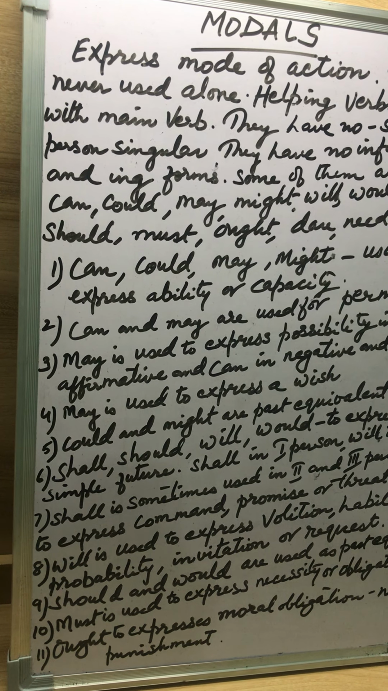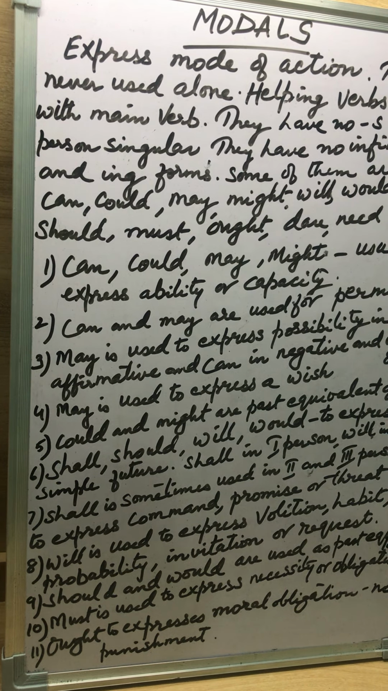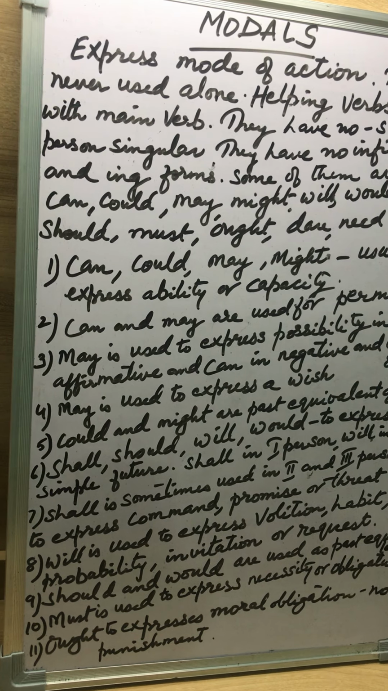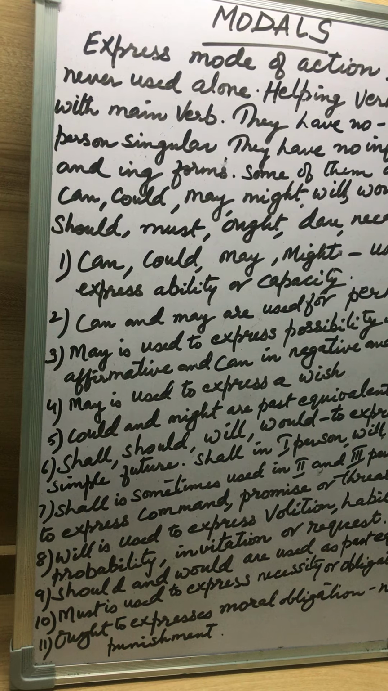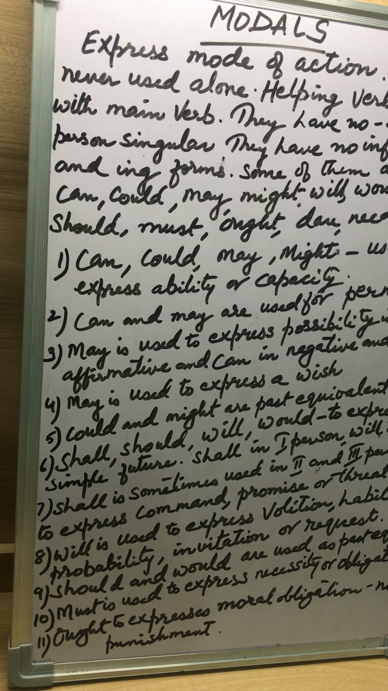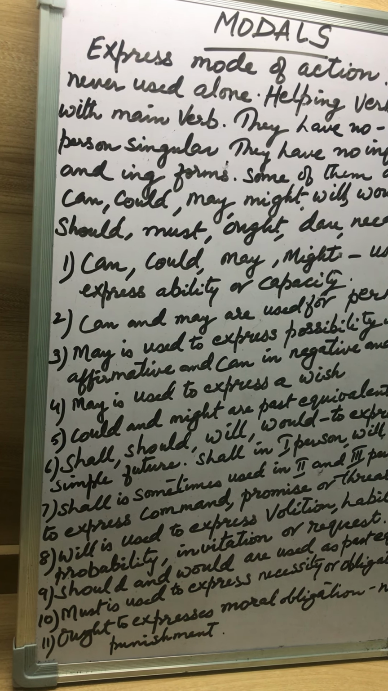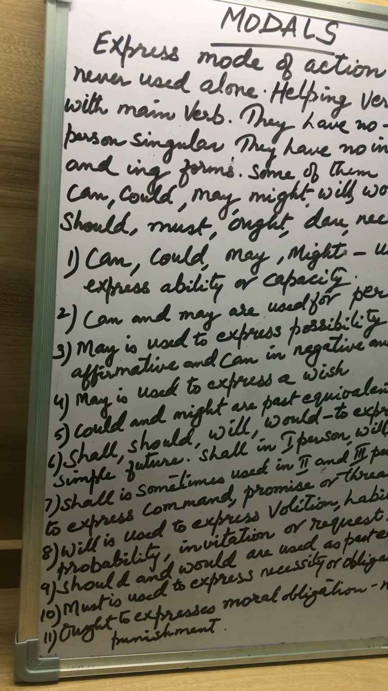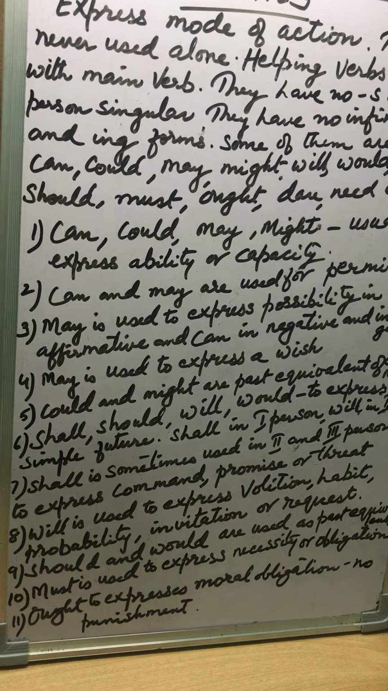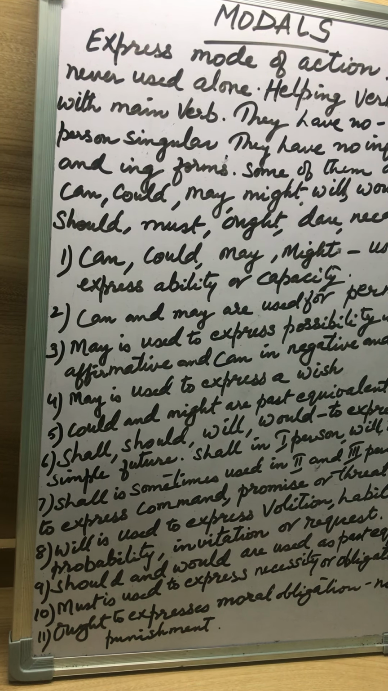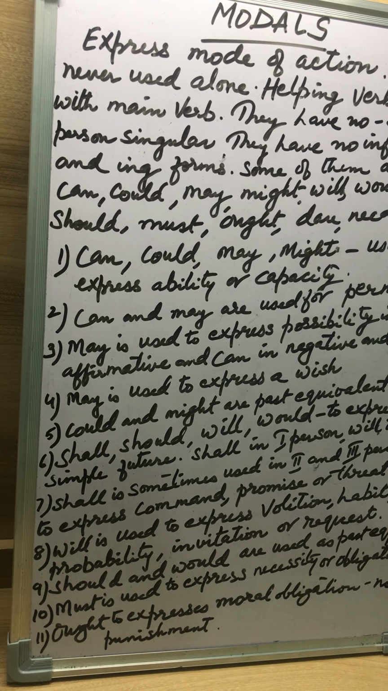Sometimes will is also used to show assumption or probability. As for example, this will be the book you want, I suppose. That will be the postman, I think. It also indicates an invitation or a request. Will you have tea? Will you lend me your scooter?